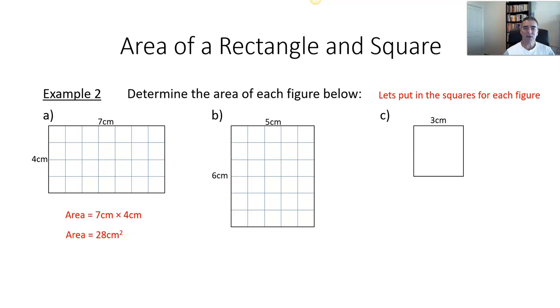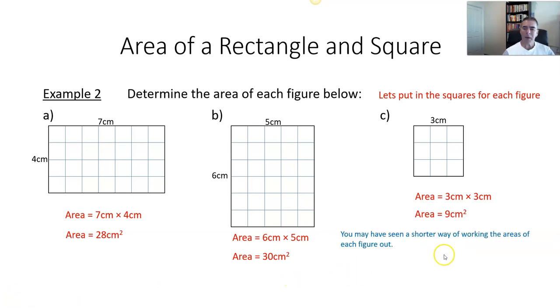We can do the same with the next rectangle. We've got 6 square centimeters up here and 5 square centimeters across. So 1 lot of 6, 2 lots of 6, 3 lots of 6, 4 lots of 6, 5 lots of 6. Our area is 5 lots of 6 centimeters, and we end up with 30 centimeters squared. Again, we've got centimeters there. Then we can do the same with the square. Put in our squares, square centimeters, remembering this is 3 here and 3 down there. So I've got 3 lots of 3, and 3 lots of 3 gives us our 9 centimeters squared.